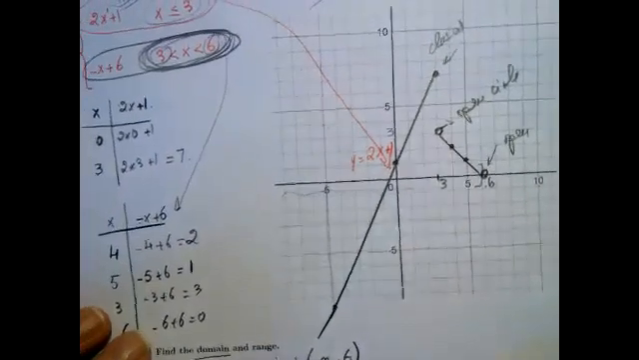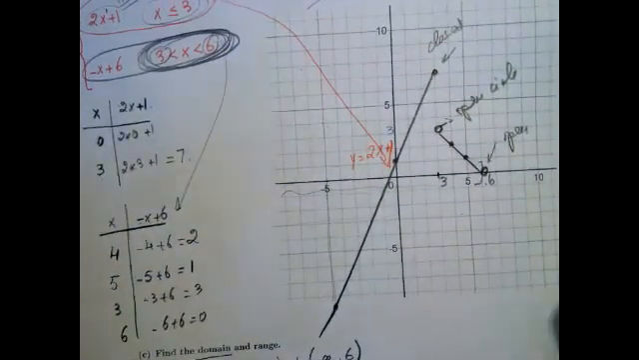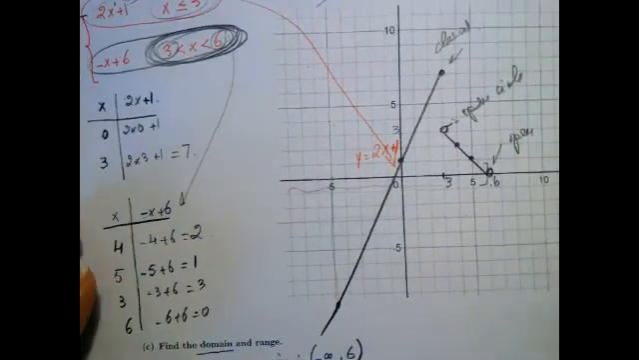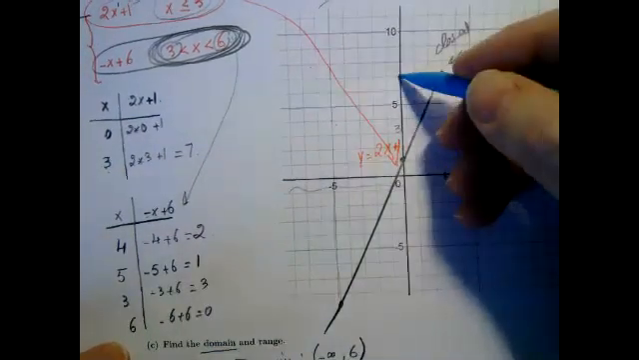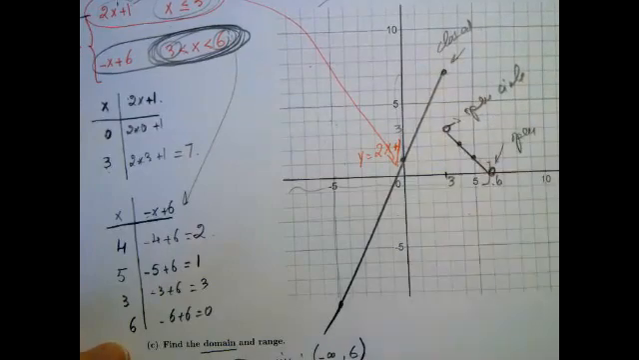What's the range? What are all the output values? So now I'm thinking about here. The range is on the y-axis. What's the range?